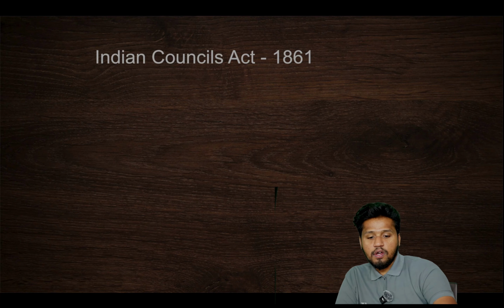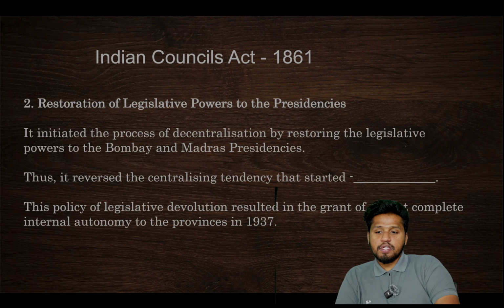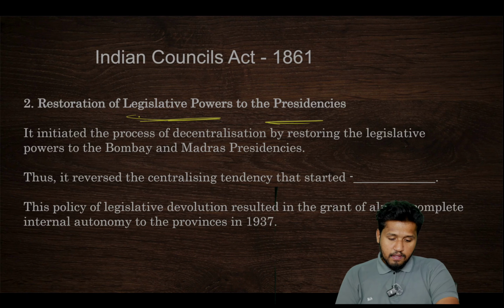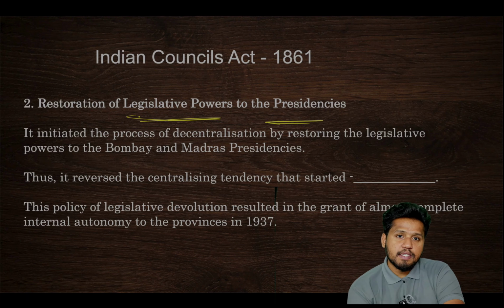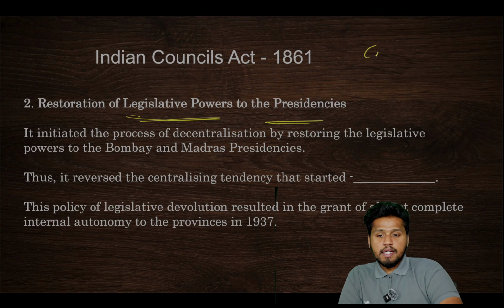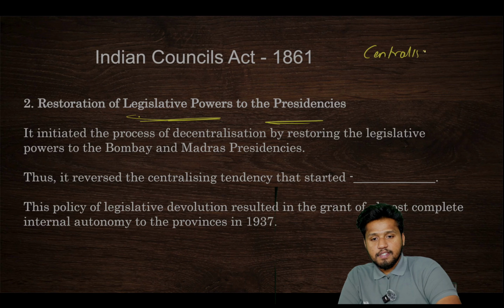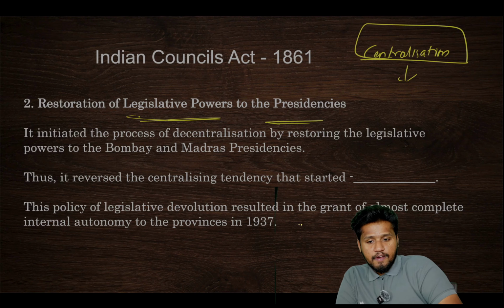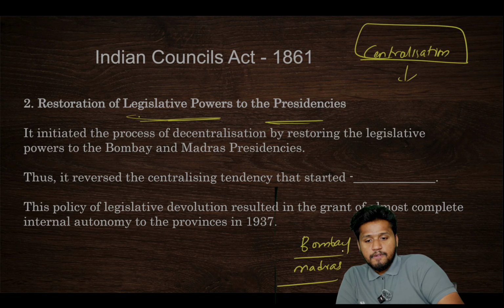The second key feature of the Indian Councils Act is restoration of legislative powers to the presidencies. Now tell me, in previous videos, we discussed something regarding centralization of legislative powers. You need to tell me in which act centralization took place. Now, what is this centralization? We discussed then. For example, there is the Presidency of Bombay and Madras and head as Bengal.